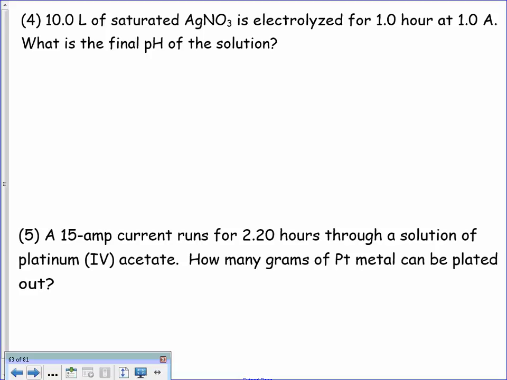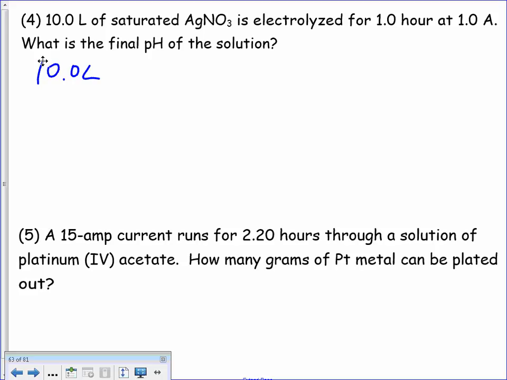10 liters. So write down your givens with me. I love these kinds of problems. I'm like the Energizer Bunny. Okay, let's just do this. 10 liters. I have the direct current coming in, the battery. Okay. Saturated silver nitrate.